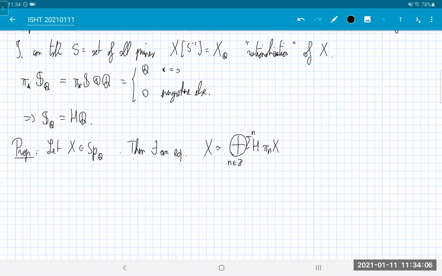These can actually be better understood using rational homotopy theory, of which the topic I'm talking about right now is actually a start, but I don't think I have time to say anything more than this. Okay, thanks.